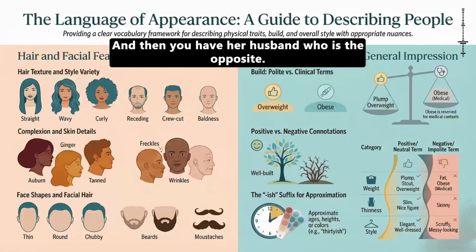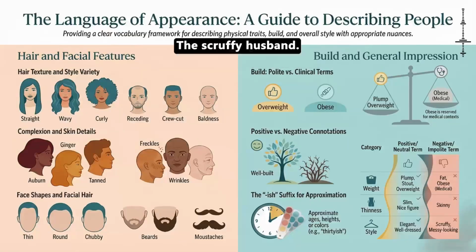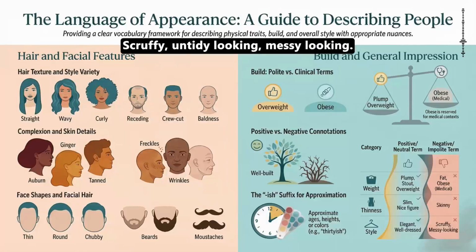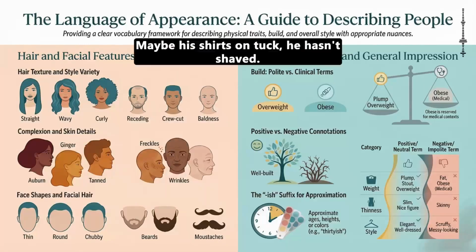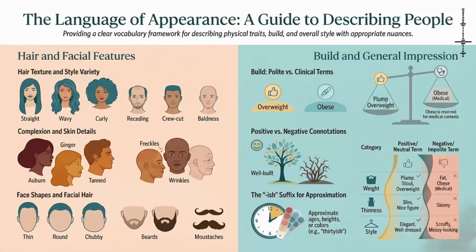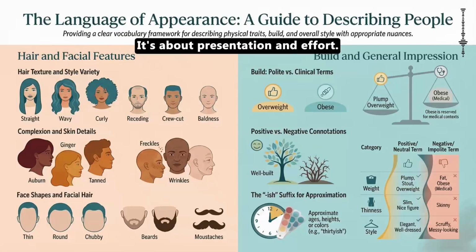And then you have her husband, who is the opposite. The scruffy husband. Scruffy. Such a great word. It sounds like what it is. It really does. It sounds rough. Scruffy, untidy looking, messy looking. It implies a lack of grooming. Maybe his shirt's untucked, he hasn't shaved. And it's not about money. Yeah, a billionaire can be scruffy. Precisely. It's about presentation and effort.